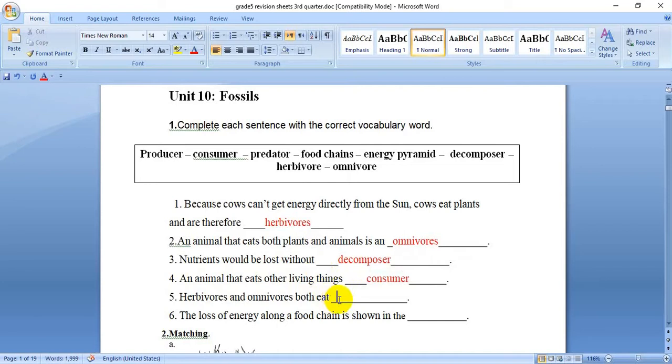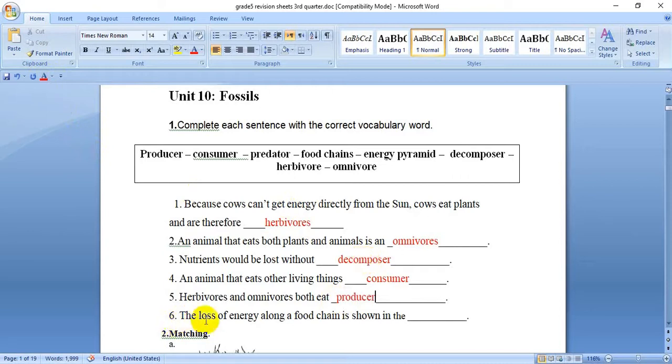Question 5. Herbivores and omnivores, they both share what kind of food they can eat? They can eat, both of them. I can hear you. They can eat producer, because both of them eat plants.